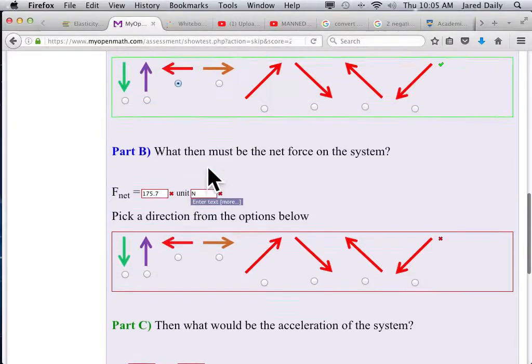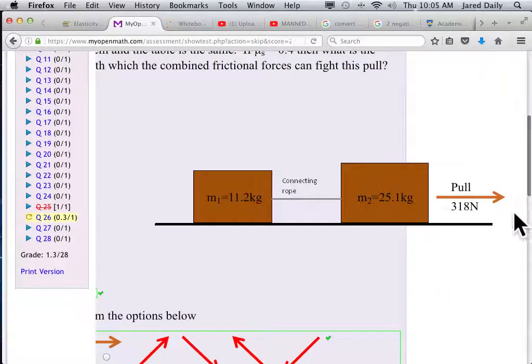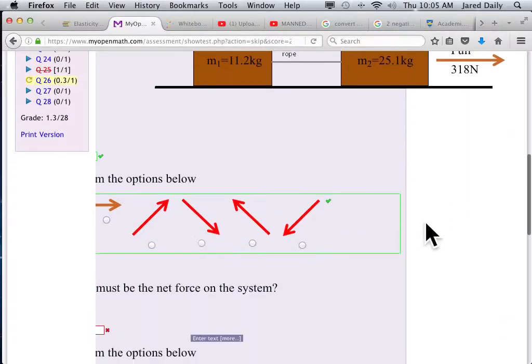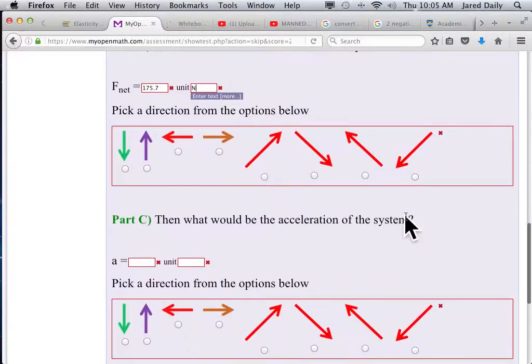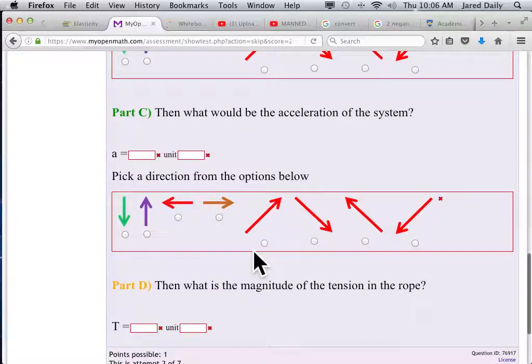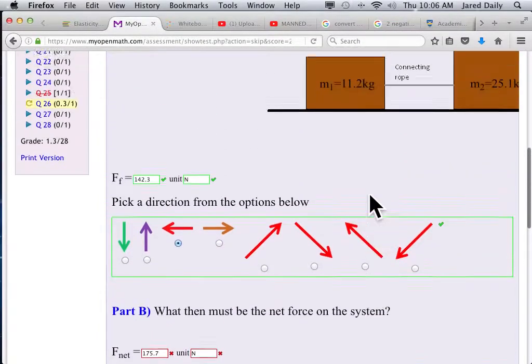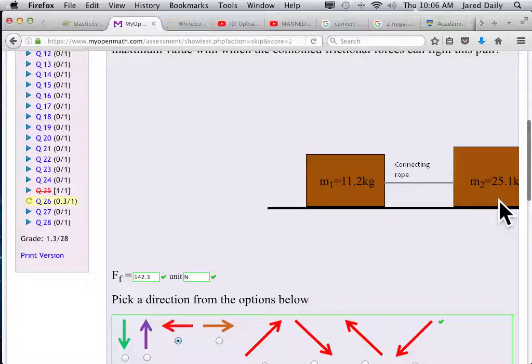In which direction is that going to be? Since the 318 is to the right, and it's the bigger one, the total is going to be to the right as well. So that's going to be to the right. And then what is the acceleration of the system? Since we have a total force of 175 newtons to the right, we can divide by the total mass to get the acceleration. The total mass is 11.2 plus 25.1, right? So we divide by that.